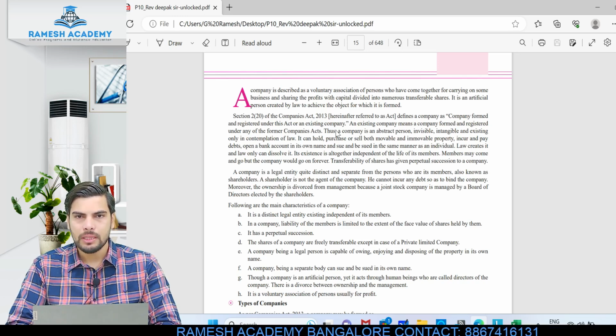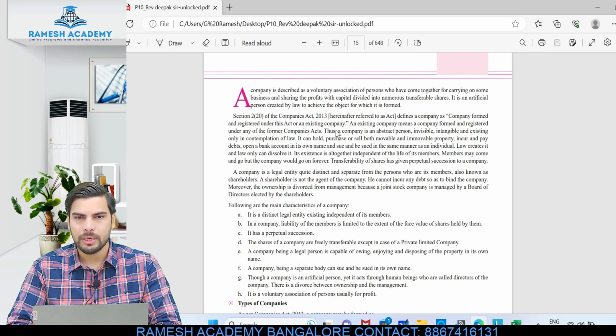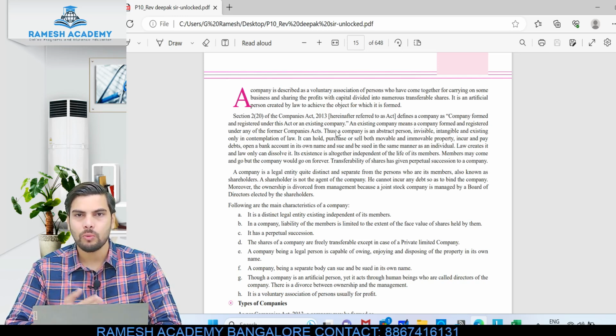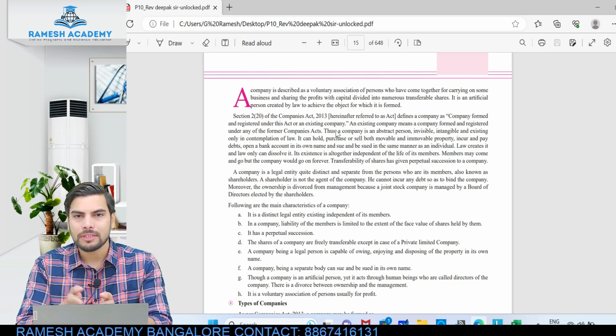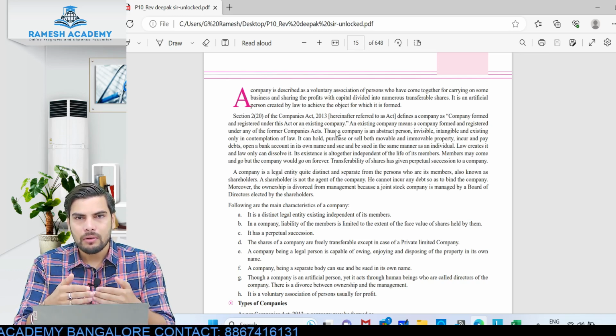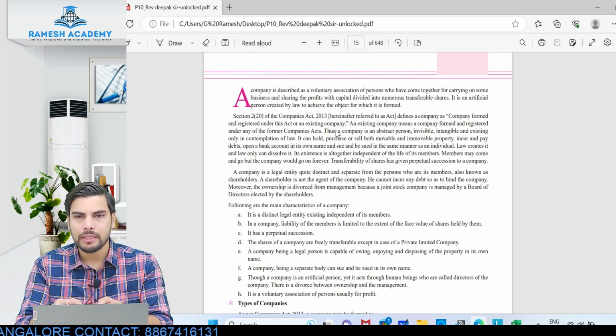So in the last class we discussed the basic aspects, basically the introduction pertaining to what exactly is a company, what are the different types of companies, what are the statutory books which have to be maintained by the company, and then what exactly is the audit process. So these are the basic aspects we had discussed in the previous class. Let's quickly glance through that.